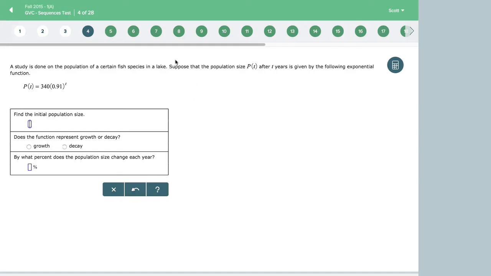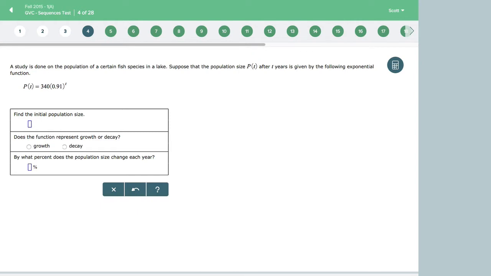Okay, the next one. The study is done. It shows population and all that stuff. That's a fancy little thing, but we look at the equation and we say, oh, that looks like a geometric sequence. And in fact, it is. So we look right here. What is this number? That's our a sub 1. Okay. And then this number is our ratio, or our percent of change.